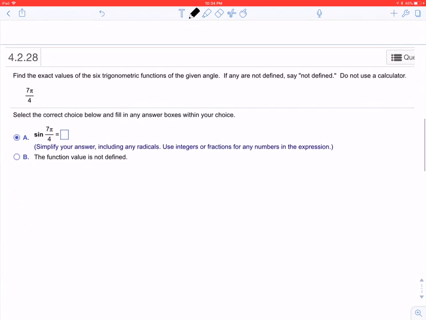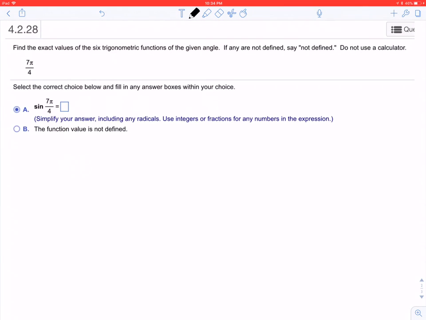This question comes in from pre-calculus. It says find the exact values of the 6 trig functions of the given angle. If they are not defined, say not defined, do not use a calculator.